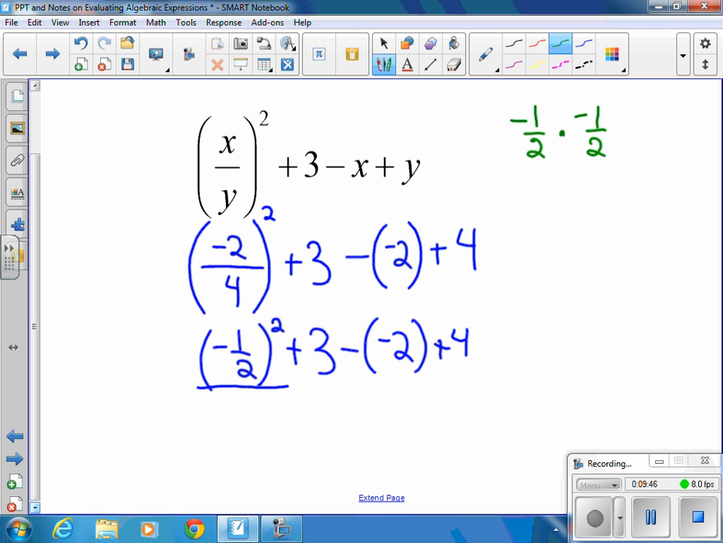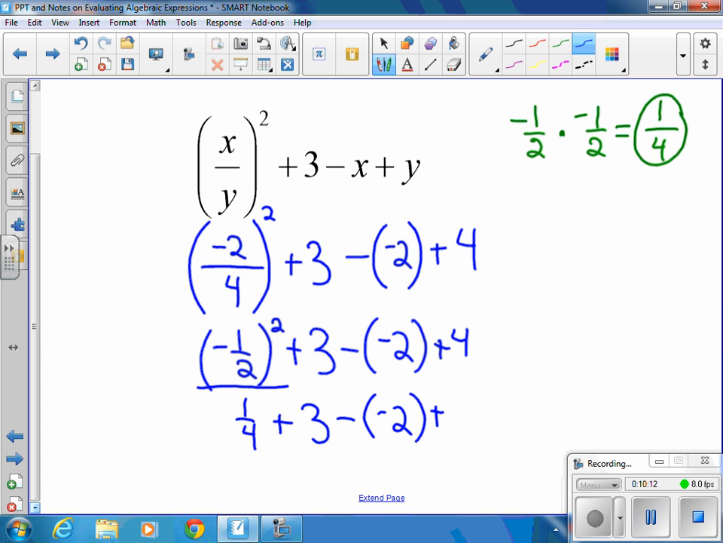We know a negative times a negative is a positive. Okay, that's good. And multiplying fractions we know is pretty easy. It's going to be 1 times 1 is 1, and 2 times 2 is 4. So that just simplifies down to that. So let's go ahead and plug this in here. That means I have 1/4 plus, and all the rest of this, 3 minus -2 plus 4. See, already it's starting to look a little bit better.